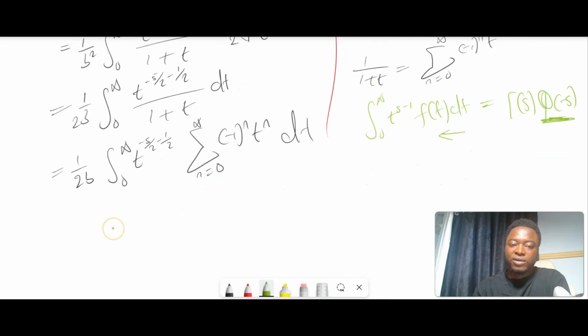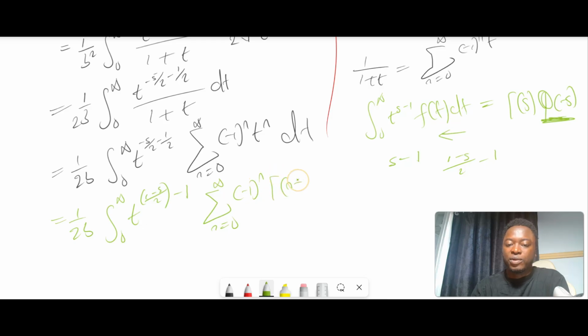All that remains now for us is to write this as 1 over 2b. Now we want to have an s minus 1. So we write this, I think we have 1 minus s over 2 minus 1, so we have this as the integral from 0 to infinity of t to the power 1 minus s divided by 2, then minus 1. Then you have the sum as n runs from 0 to infinity of negative 1 to the n. So you have a gamma of n plus 1, which will be our phi of n.